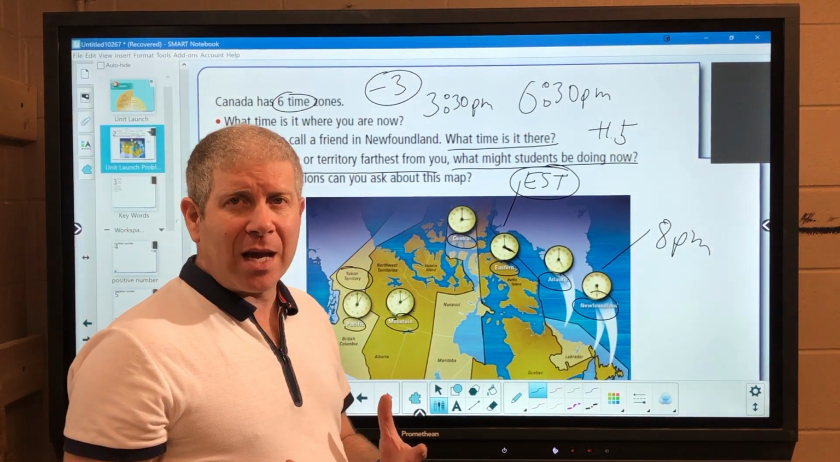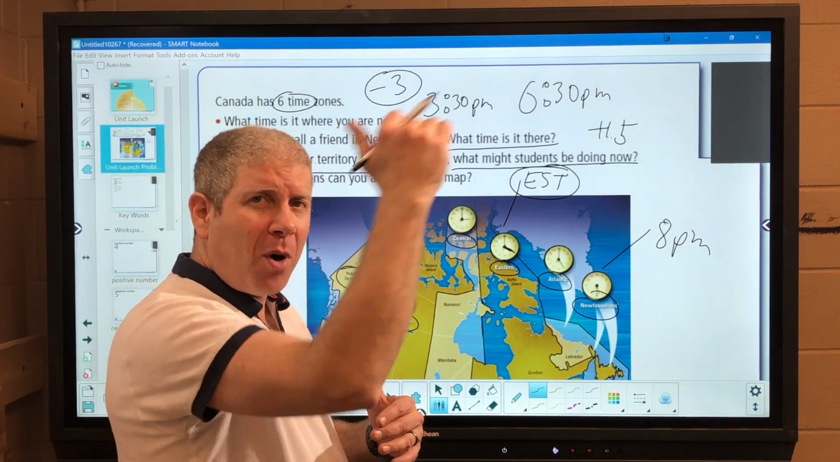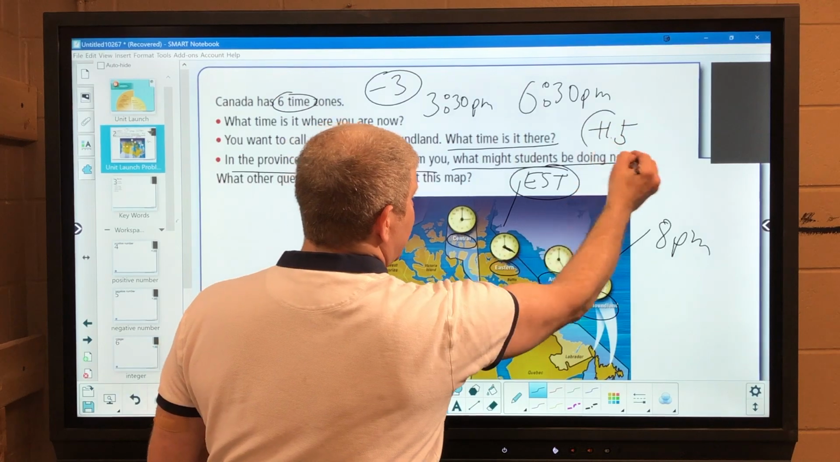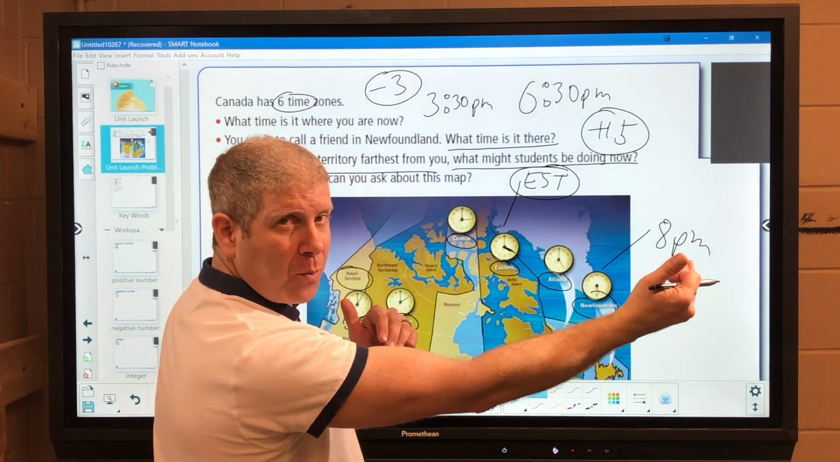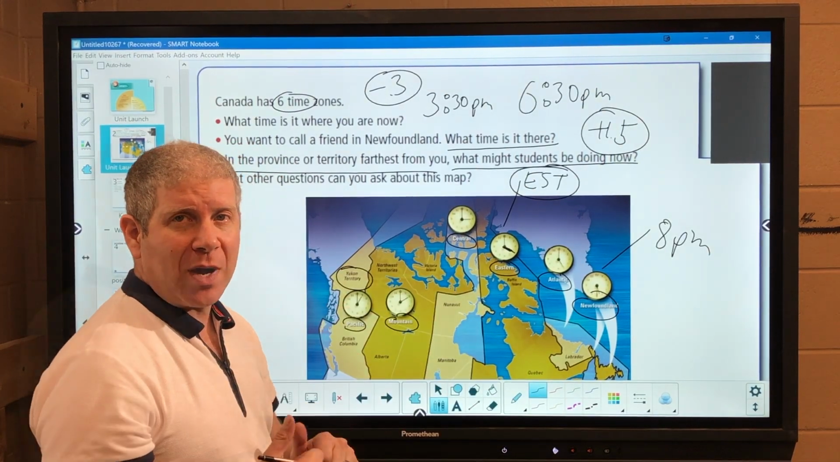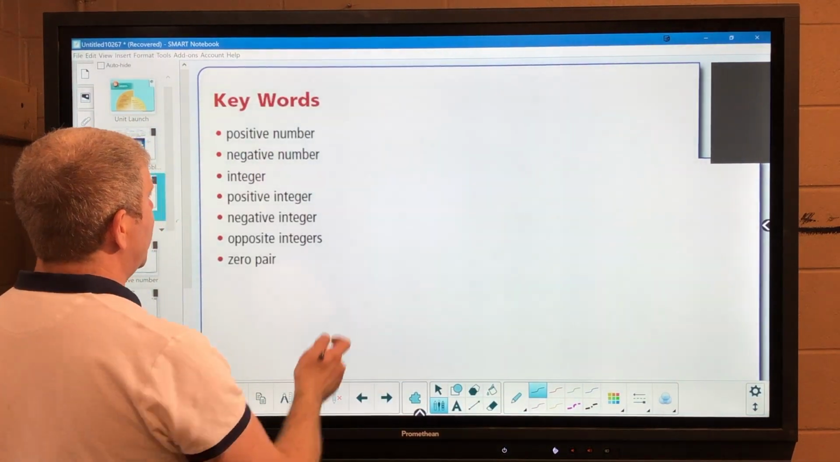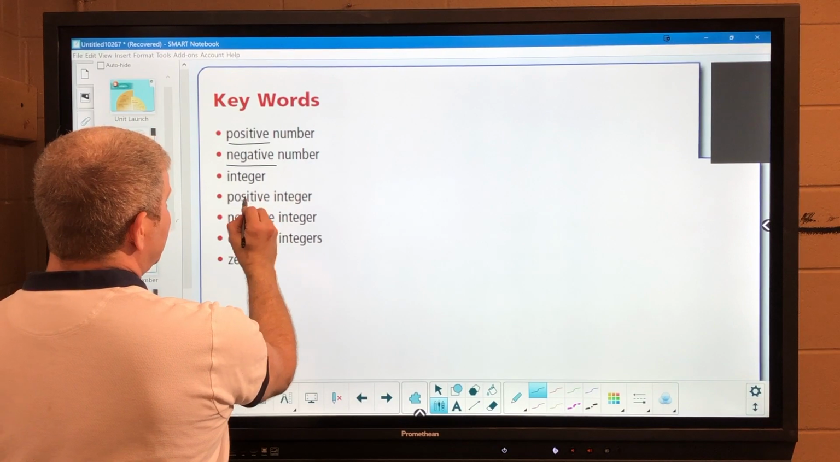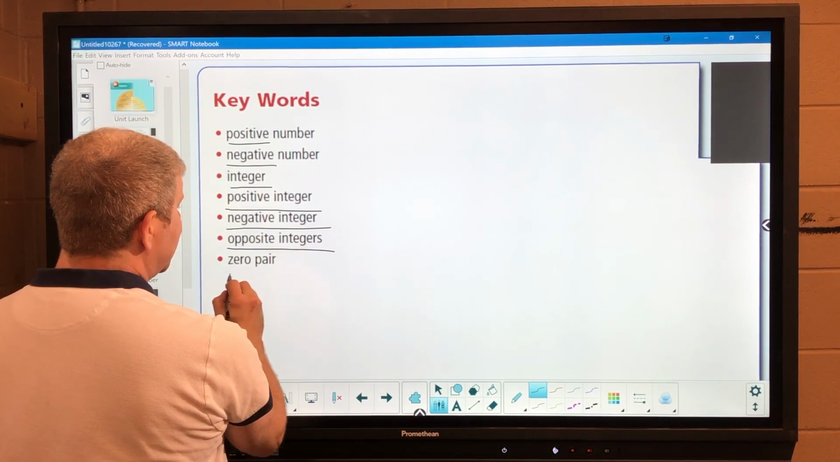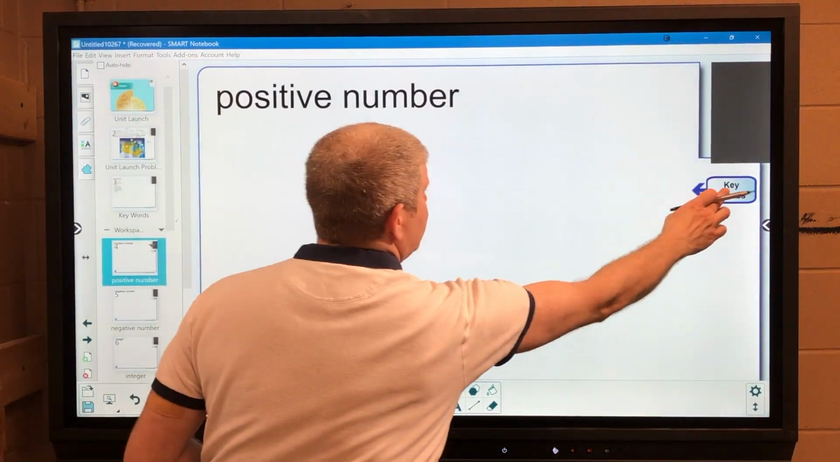So that's one example how we use integers, where we have positive numbers and negative numbers. So in Newfoundland, it was plus 1.5 hours forward from where we are now. And in Yukon Territory, it was minus 3 hours. Now let's look at some of the key words. Positive number, negative number, integer, positive integer, negative integer, opposite integers, and zero pair.